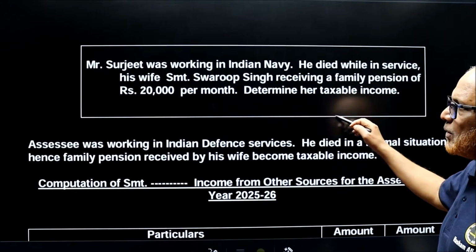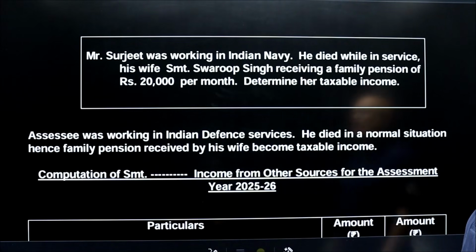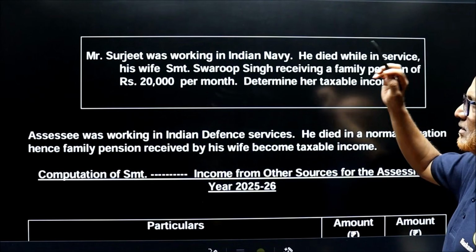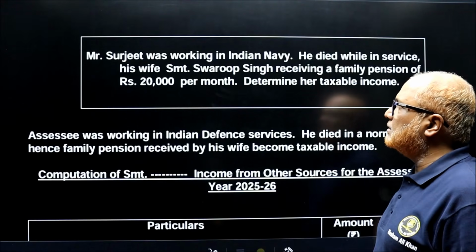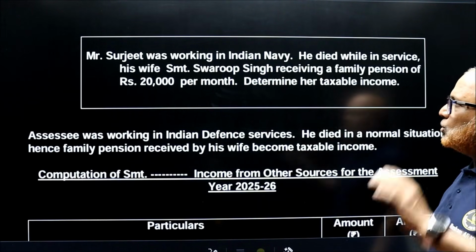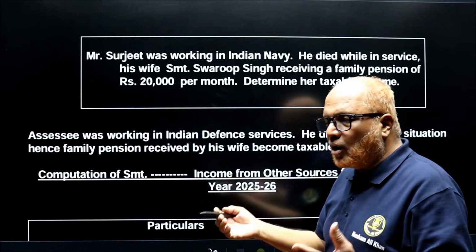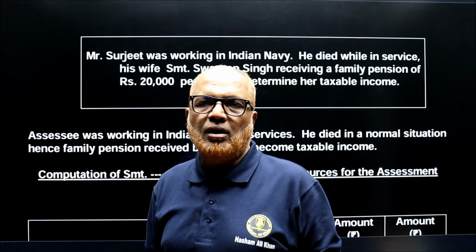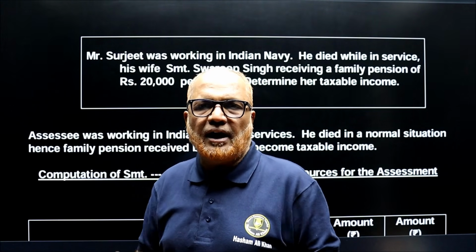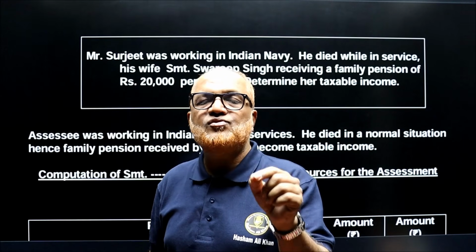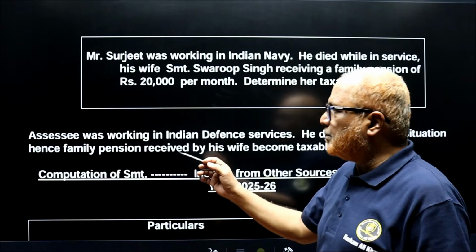The last and final problem, that is the ninth problem. Mr. Surjit was working in the Indian Navy. He died while in service. His wife Swati Swarup Singh is receiving a family pension of 20,000 per month. Determine her taxable income. So here the SSC Mr. Surjit was in the Indian Navy and he died in a normal situation, not during war or emergency services. During the normal service period he died. That means the family pension received is fully taxable. So 20,000 into 12, 2,40,000 is taxable pension.